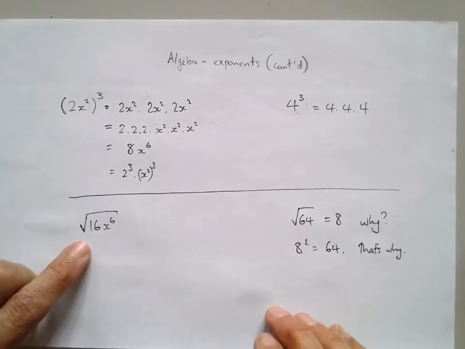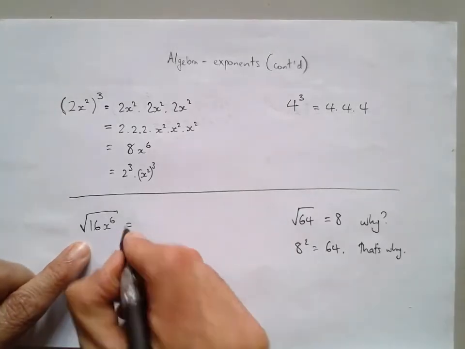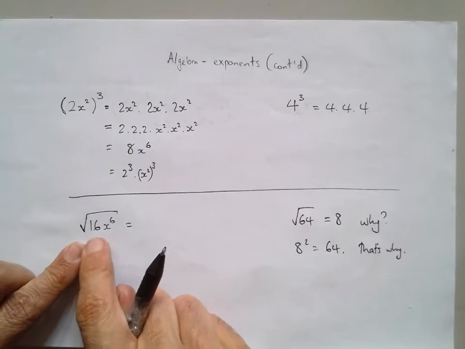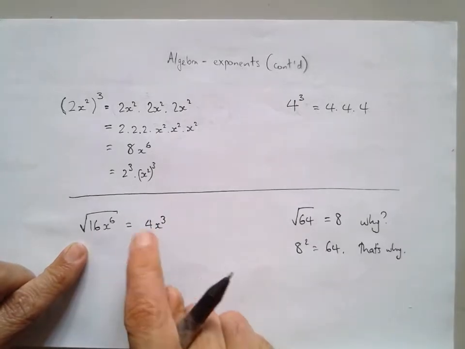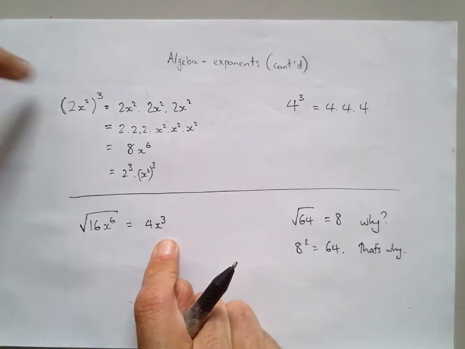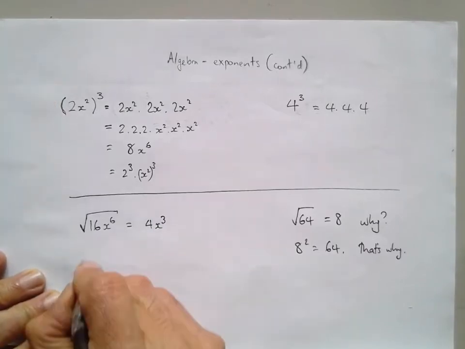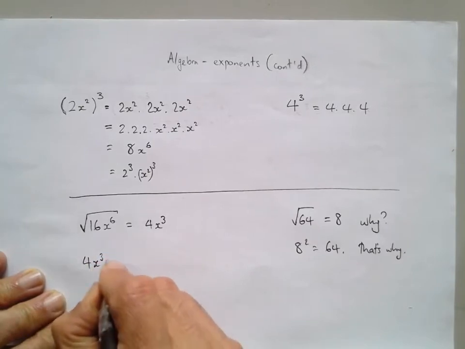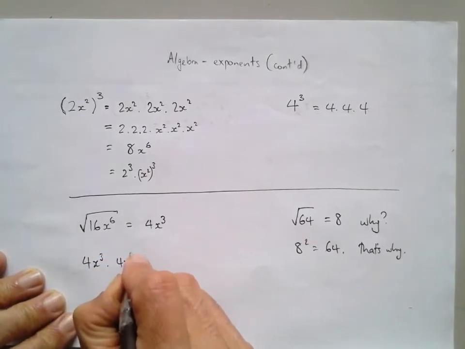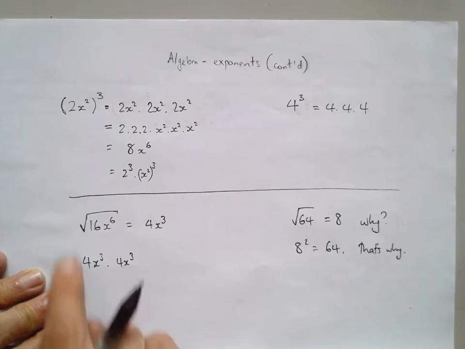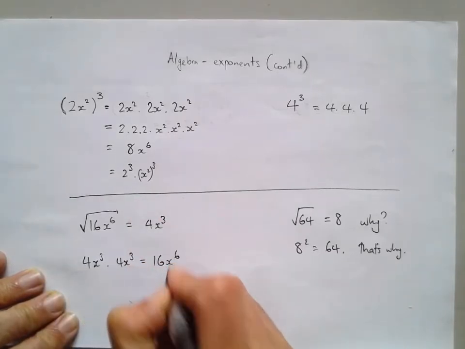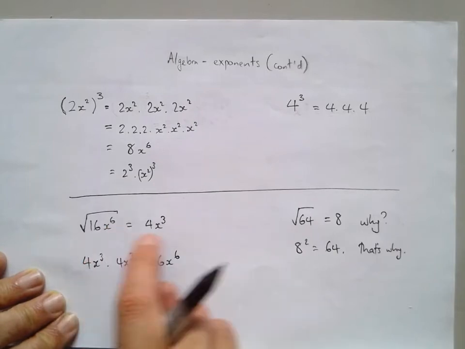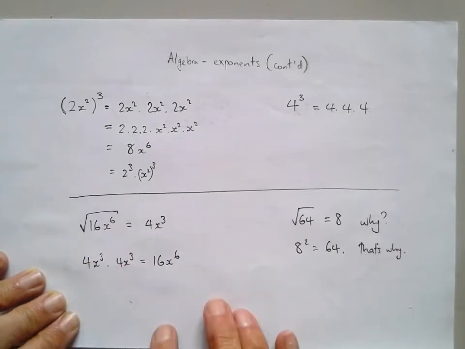So for the square root of 16x to the 6, I'm thinking, what can I multiply by itself to get 16x to the 6? 4x cubed, if I square that, using this idea up here, I'll get 16x to the 6. 4x cubed times 4x cubed, which is 4x cubed squared, equals 16x to the 6. So the square root of 16x to the 6 is 4x cubed.